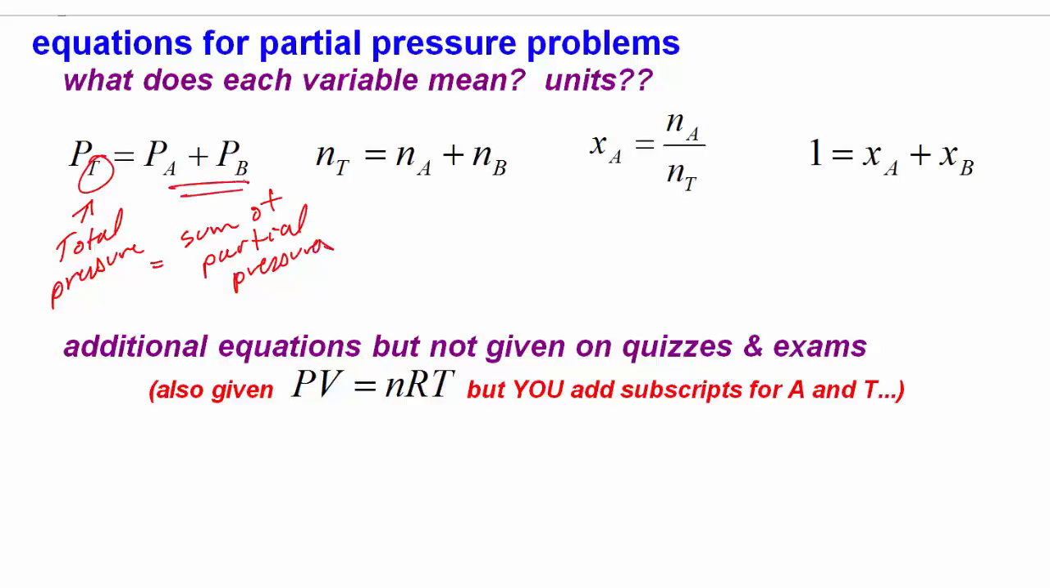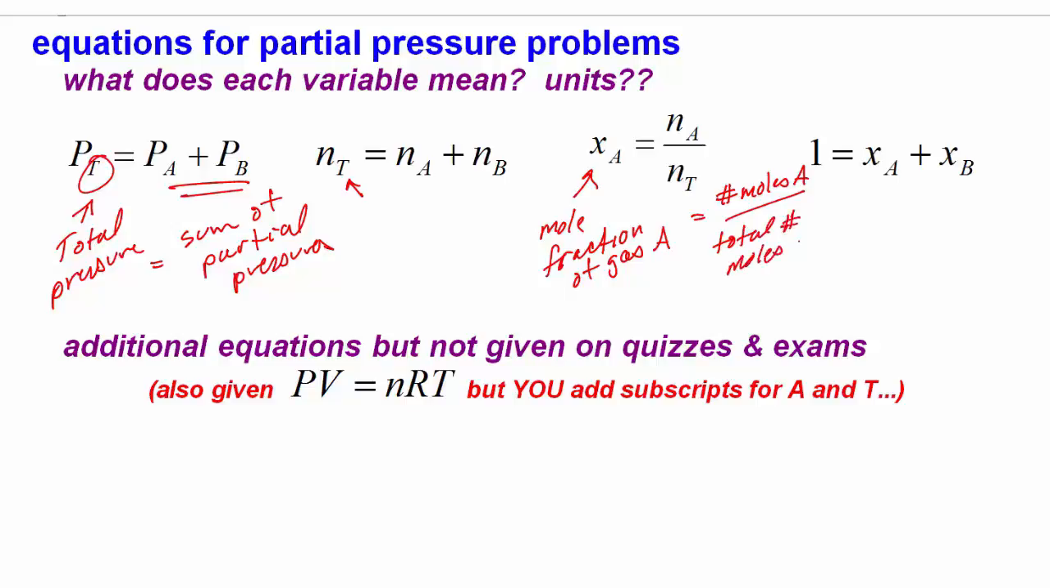Right, that's what this equation is saying. The total number of moles is the sum of the individual moles of each gas. The mole fraction, do you remember X? The mole fraction of gas A is the number of moles of A all over the total number of moles of gas. And if you add up all the mole fractions of each gas present, you always get 1. So there are 4 equations. Here are a few more.